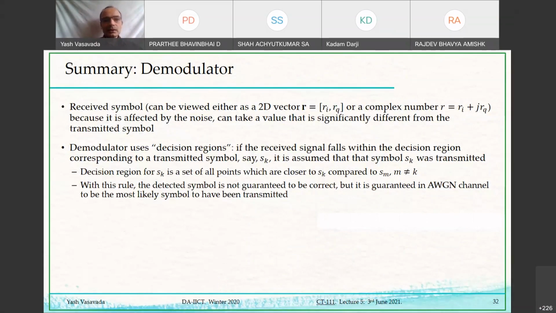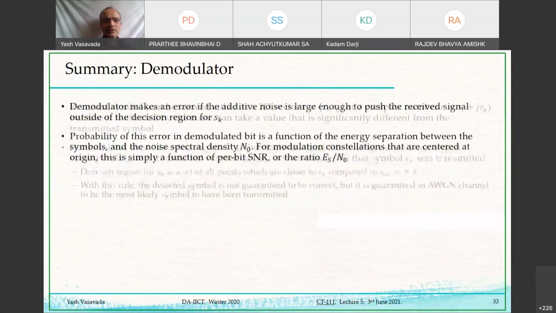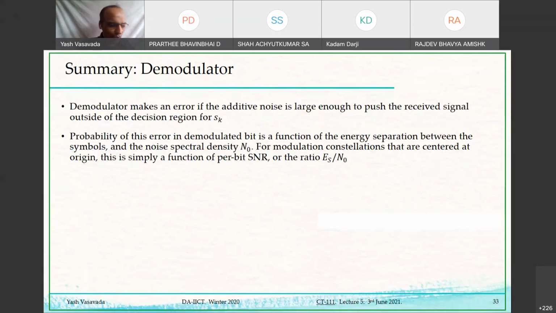Okay, so this is the summary of the demodulator that we have just now talked about. So I will skip over this slide. But what I will now focus on is the error analysis. What is the probability of detection error?